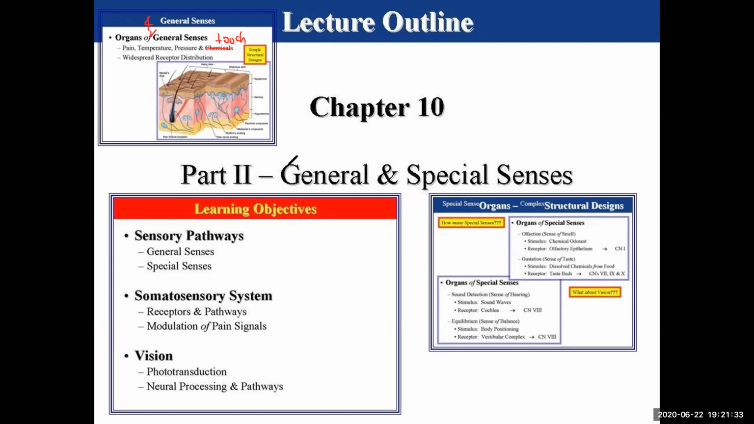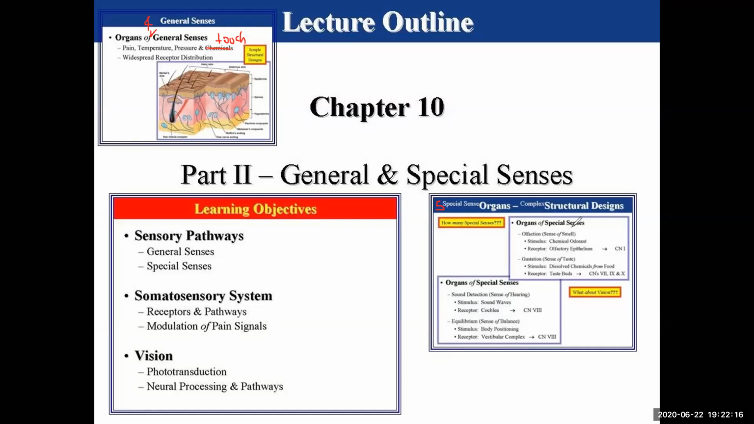We have 4 general sense, and we have 5 special sense. These special sense, their structure is really complex, and they have a restricted distribution. You don't have 1,000 eyes, right? You have only 2. And the eyeballs is a very complicated organ compared to the Pacinian corpuscle, right? So as far as the special sense concerned, complex structural design and restricted receptor distribution, okay? So we're going to go over the special senses.